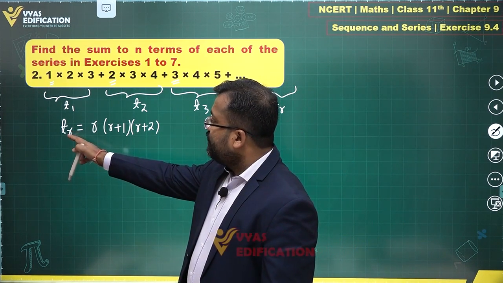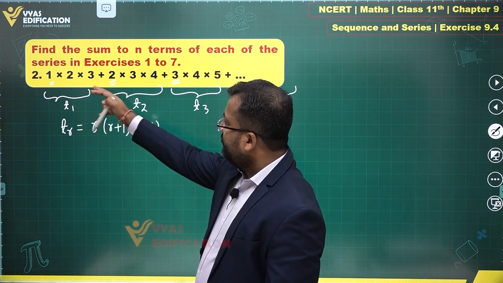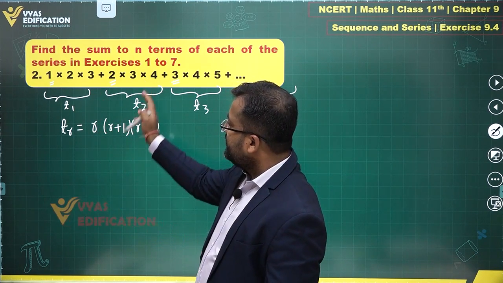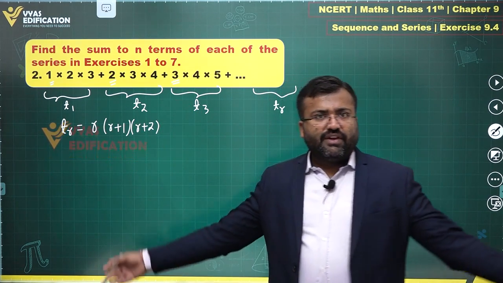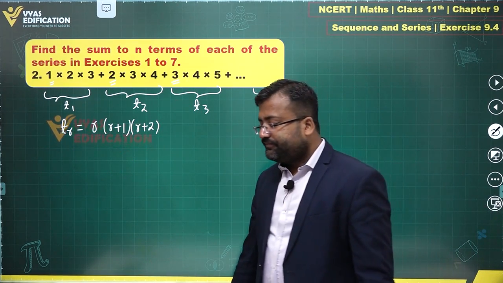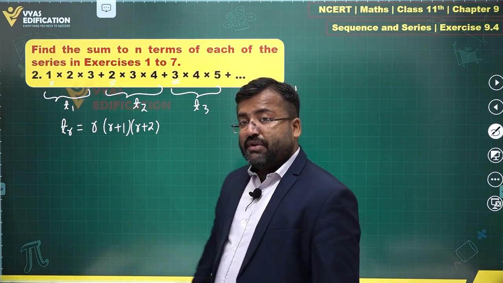Let's put R equal to 1. This becomes 1 into 2 into 3. Yes. R equal to 2: 2 into 3 into 4. Yes. R equal to 3: 3 into 4 into 5. Yes. Verified. That's okay. So TR has been written.